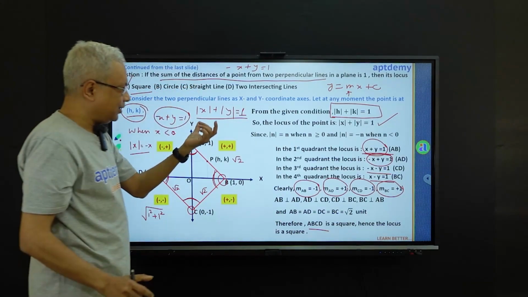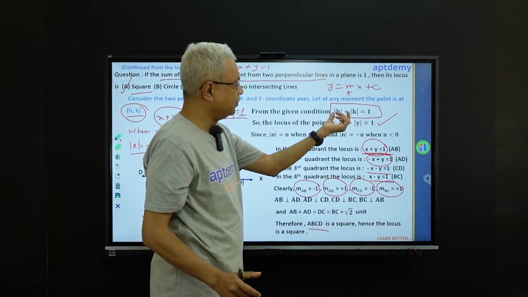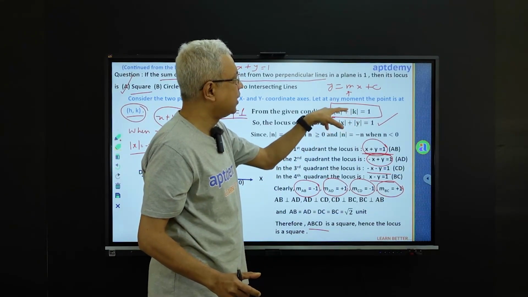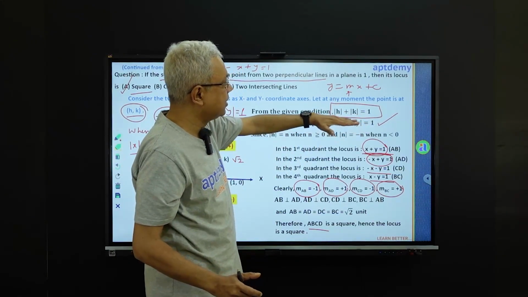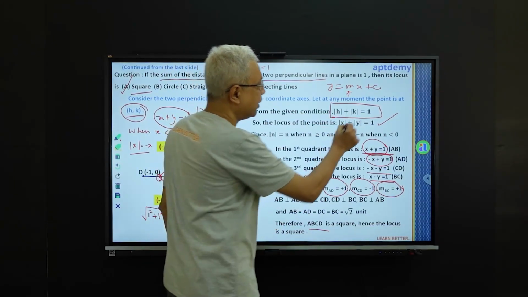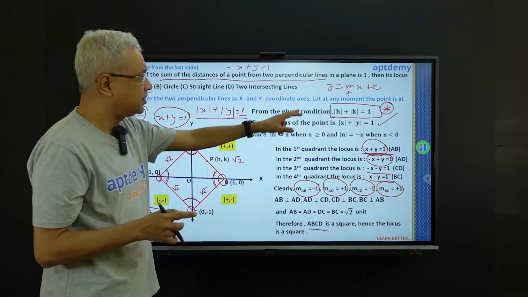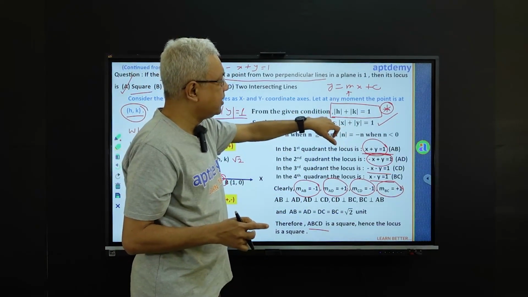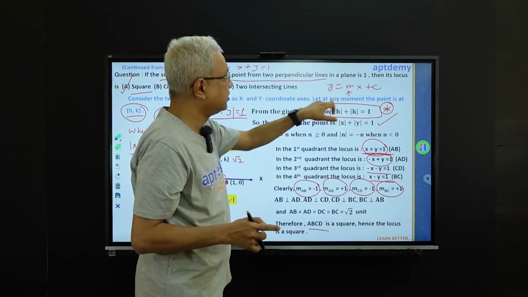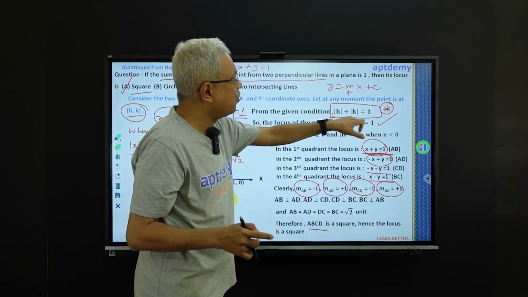So the main point of the problem was to write the condition properly, which is mod h plus mod k equal to 1. This is the most critical point of this problem. And what does this translate into? When I find the equation of the locus, it translates into mod x plus mod y equal to 1.